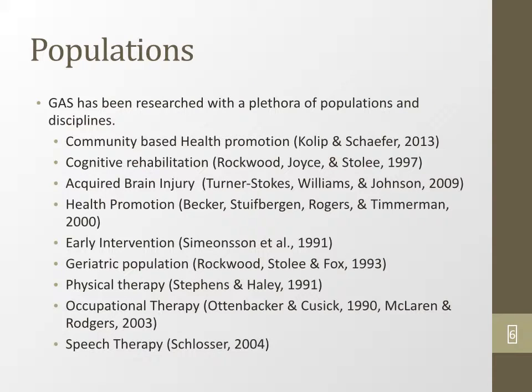There have been many populations that GAS has been used with to document change. Just to name a few would be the community-based health promotion, cognitive rehabilitation, acquired brain injury, health promotion, early intervention, the geriatric population, physical therapy, occupational therapy, and speech therapy. Later in this course, you will see how different populations can be used with goal attainment scaling.